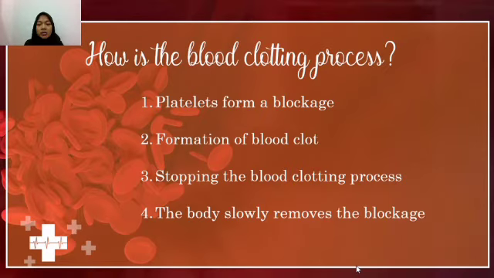Platelets also release chemicals to attract more platelets and other cells to continue with the next stage. Number 2. Formation of blood clots. Clotting factors signal each other to set up a rapid chain reaction. This reaction is known as the coagulation cascade.